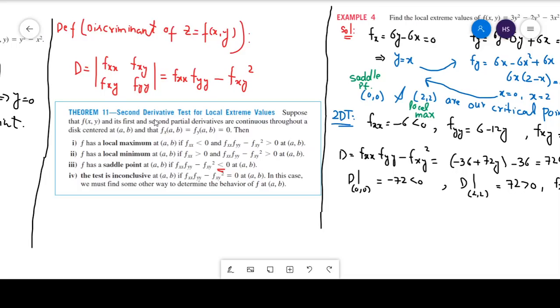So what does the second derivative test tell us? It says that suppose a function and its partial derivatives are continuous. That means the first and second partial derivatives are continuous, meaning they are never undefined, throughout the disk centered at a b, and that f x of a b and f y of a b are equal to 0.